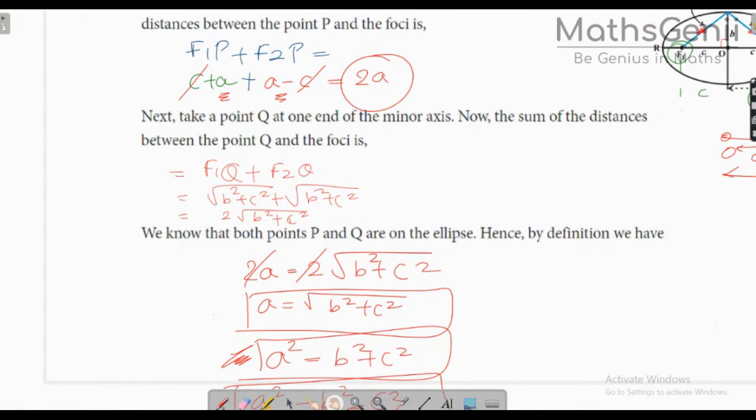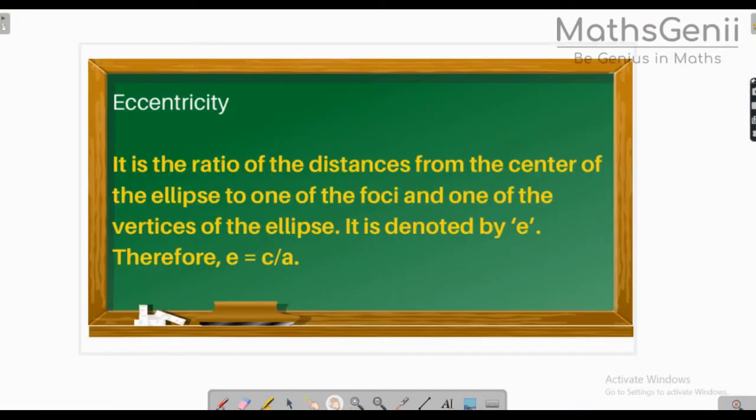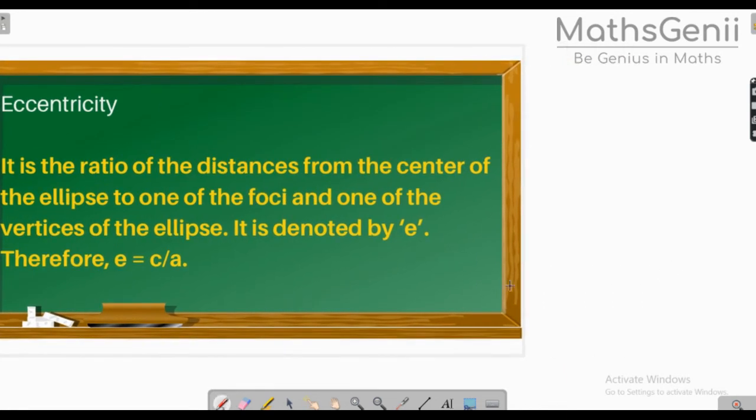Okay. Now let's move ahead to what is called the eccentricity. It is simple. People get scared looking at the definition, but it is very simple. I'm going to tell you in layman's terms, but first understand what the definition is. It is a ratio of distance from the center. So it is nothing but, let me draw it for you.